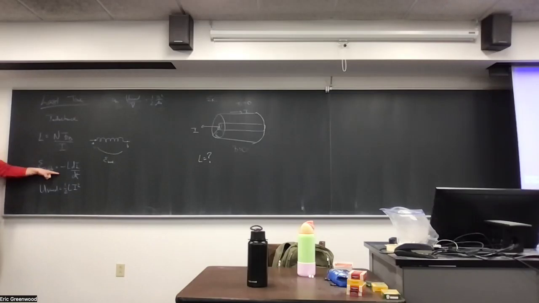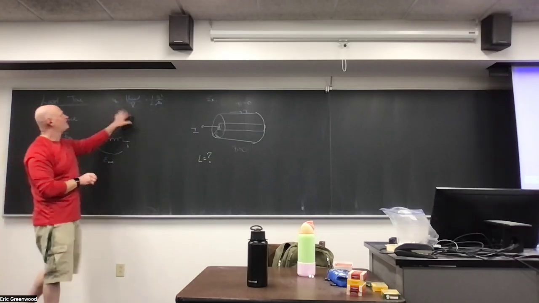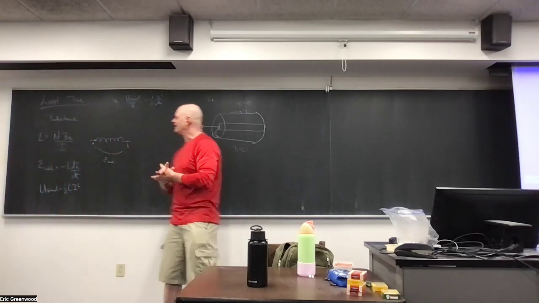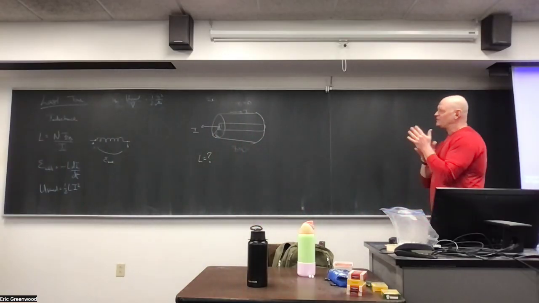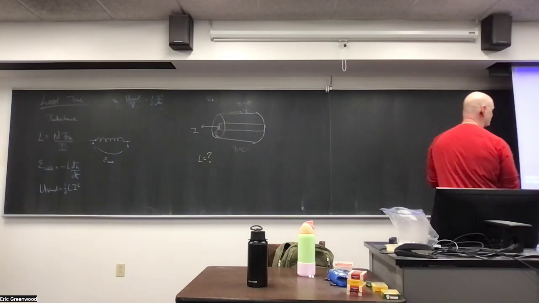Again, the energy stored is 1/2 the inductance times the current squared. So my battery has to do work over this back potential to get it to reach maximum charge. And then the energy density, which is the energy stored per unit volume, is given that way. So let's do an example of this. Let's see how to actually calculate the self-inductance.